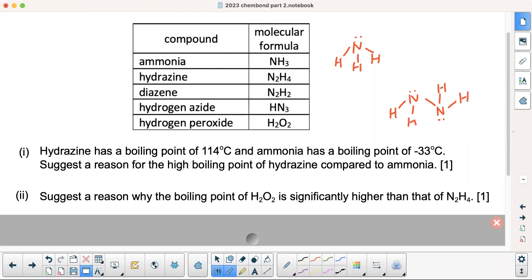Okay, let's run through the first one. I'm going to give you some time to think. Is the strength of the hydrogen bond the same? Is the strength of the hydrogen bond the same? Yes or no? Yes, because it's nitrogen, right? Yeah, the strength of the hydrogen bond is the same.